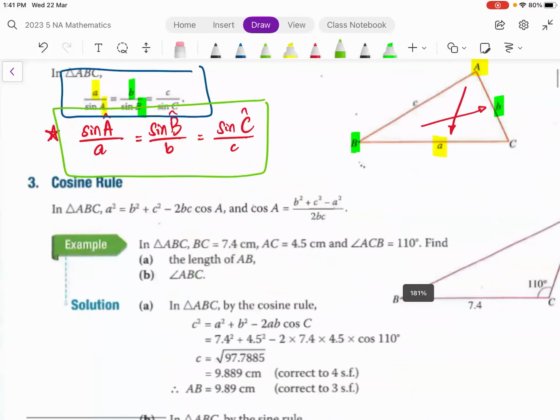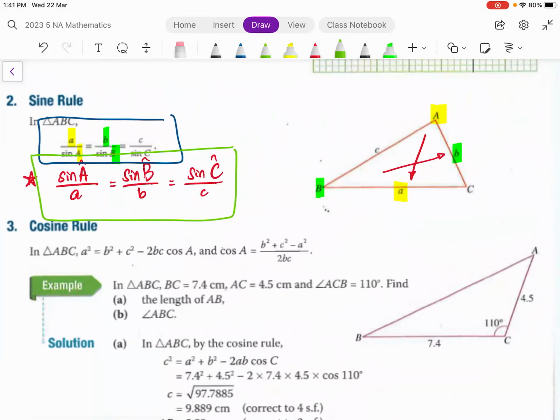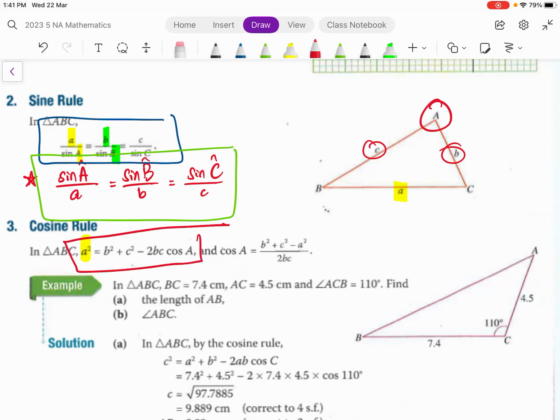And finally, cosine rule. In our triangle ABC, we are going to use the same triangle. Our a squared, the length squared, usually this is our unknown, is equal to b squared plus c squared, so just take the other two sides and add them up, minus 2 times b times c, multiplied by cosine of this angle. This is good to memorize, be very familiar with it. It is actually provided in your formula list, just like your sine rule. But best is if you can memorize it.